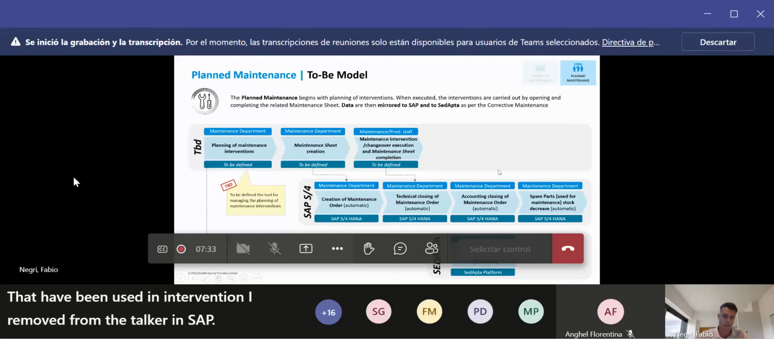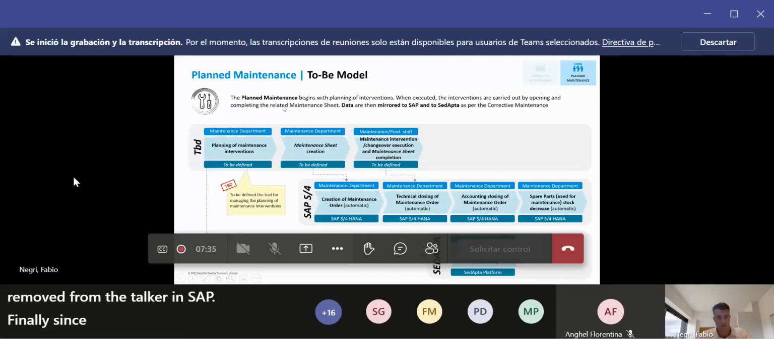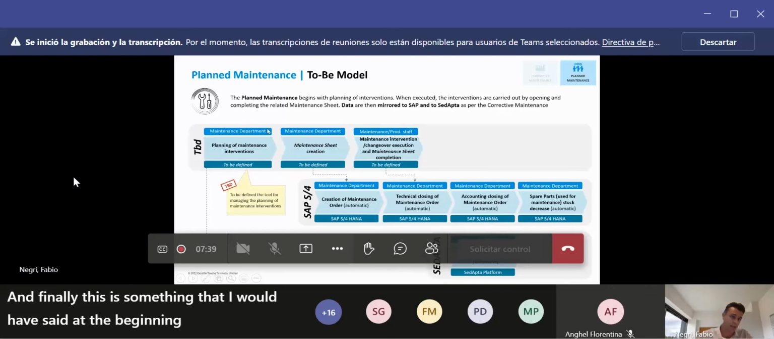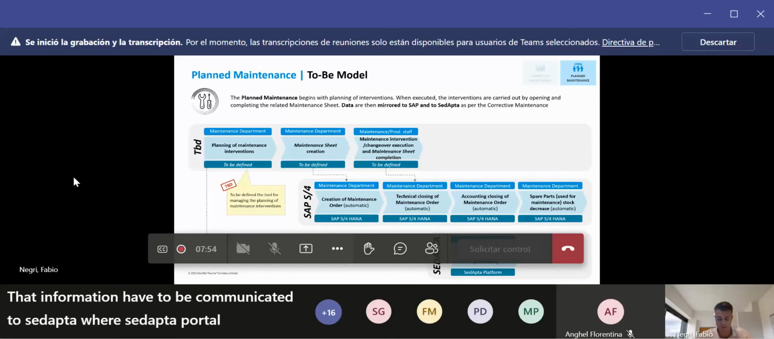Finally, this is something that I should have said at the beginning: when the interventions are planned on the planning tool of the intervention, this information has to be communicated to SEDAPTA, where the SEDAPTA portal is the tool that will be used as a scheduling platform for the production orders.